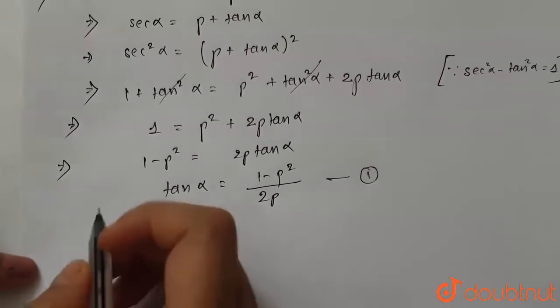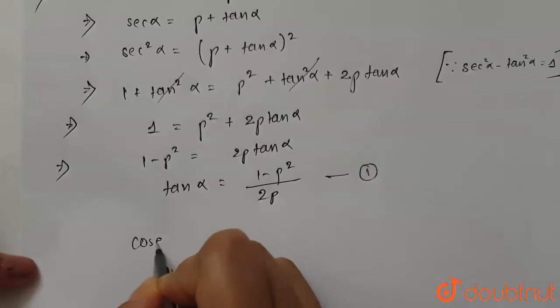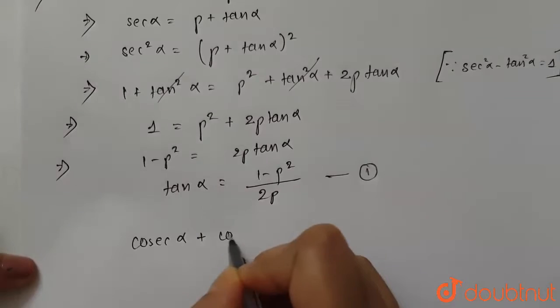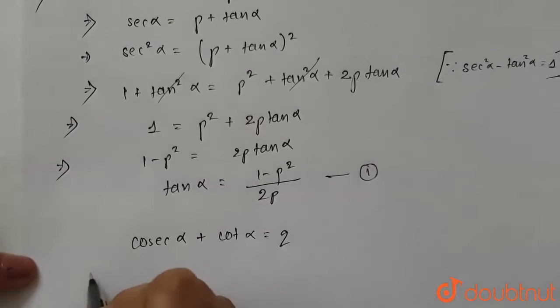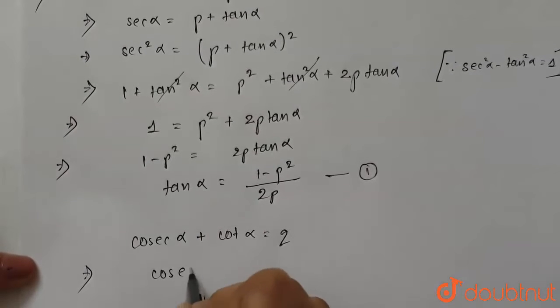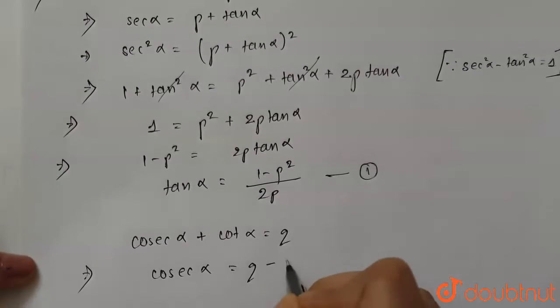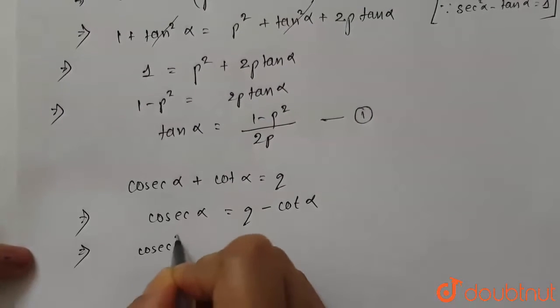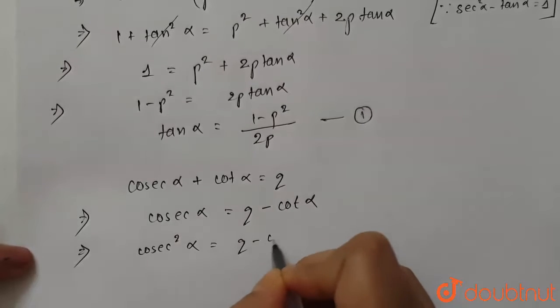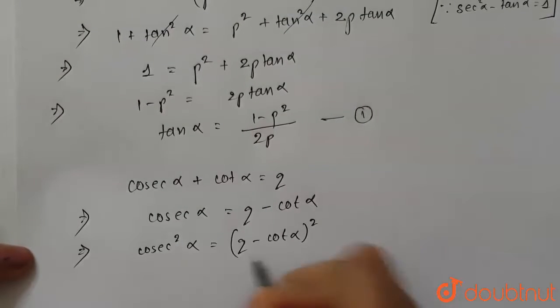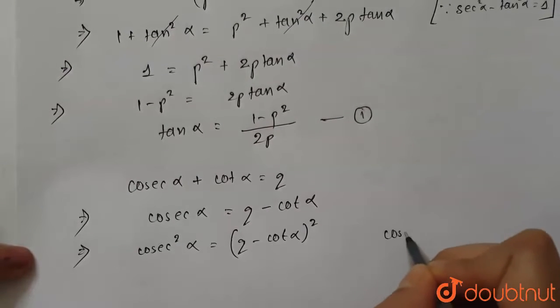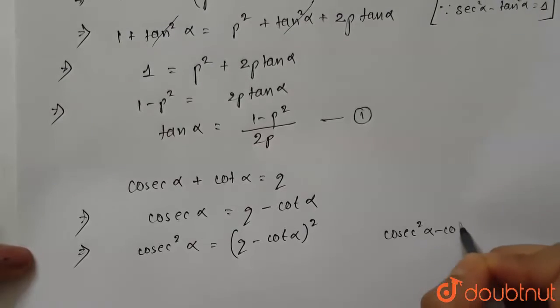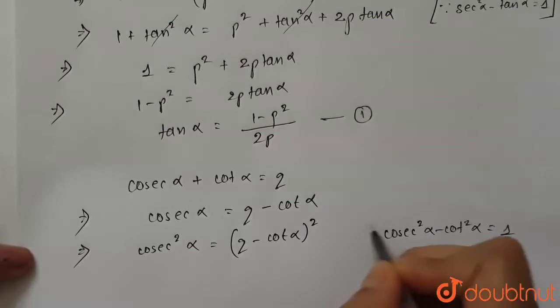Now also we are given in the question cosec alpha plus cot alpha is equal to q. So this also can be written as cosec alpha equals q minus cot alpha. Now taking the square, we can write cosec square alpha is equal to (q minus cot alpha) whole square. Now we know that cosec square alpha minus cot square alpha is equal to 1.